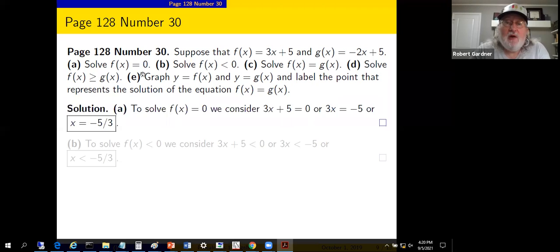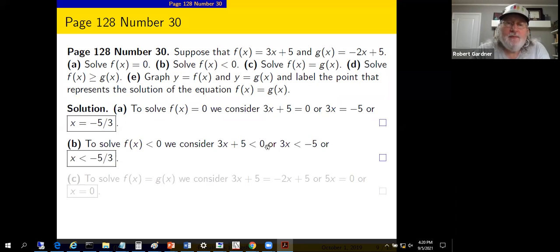First, to solve f of x equals 0, take the function 3x plus 5, set it equal to 0, take the 5 to the other side and divide. We get x equals negative 5/3. Easy enough. Solve f of x is less than 0. Well, we'll do the same thing, only with an inequality. f of x is less than 0 means 3x plus 5 is less than 0. Take the 5 to the other side, divide both sides by 3. This time you get x is less than negative 5/3.